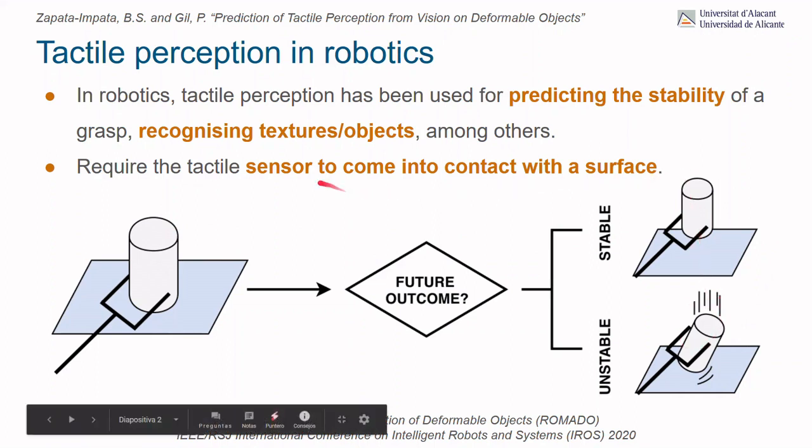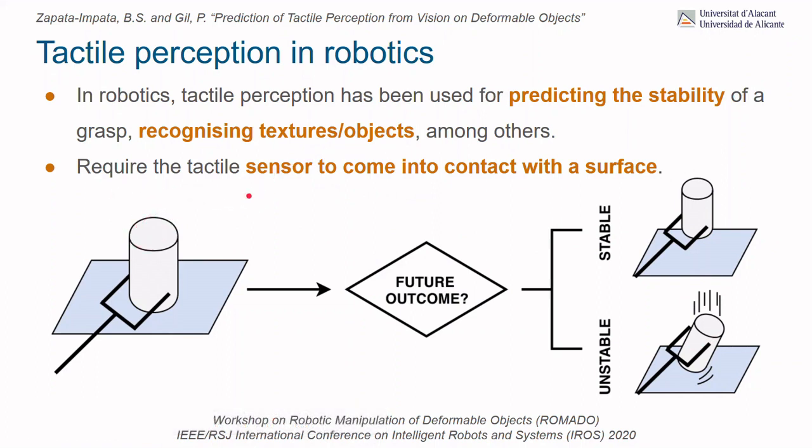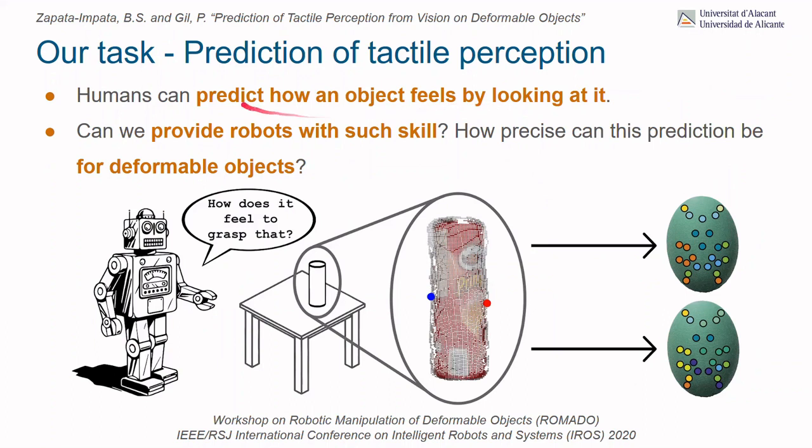But it's also being used for recognizing textures of objects, like if we grasp the object and we want to recognize properties of it to recognize which object it is. But all of these applications require the tactile sensor to come into contact with the surface. That is, if the sensor does not contact the object, the surface is not going to register anything. But humans can predict how an object feels by looking at it.